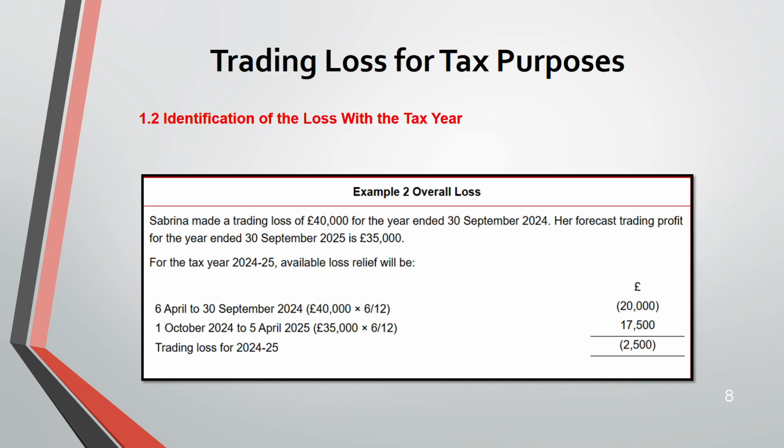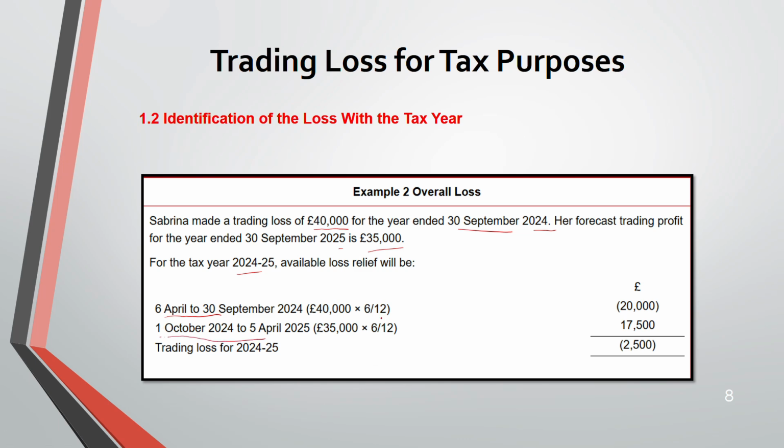Sabrina is having a trading loss of 40,000 for 2024, but 2025 it is 35,000. But remember, it is 30th September. Year end is different now. So when you are taking for the tax year, remember from 6th April to 30th September, one tax year, from 1st October to 5th April, another tax year.